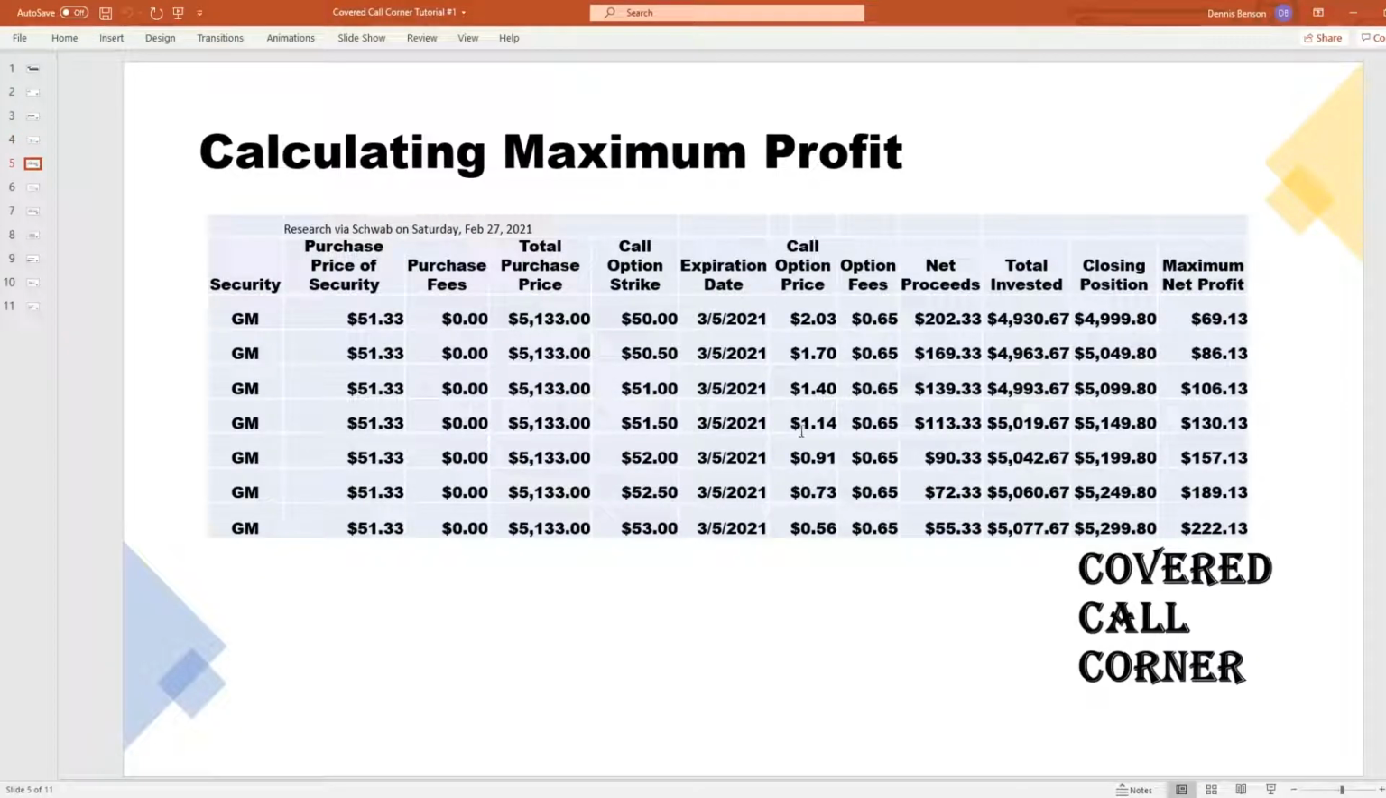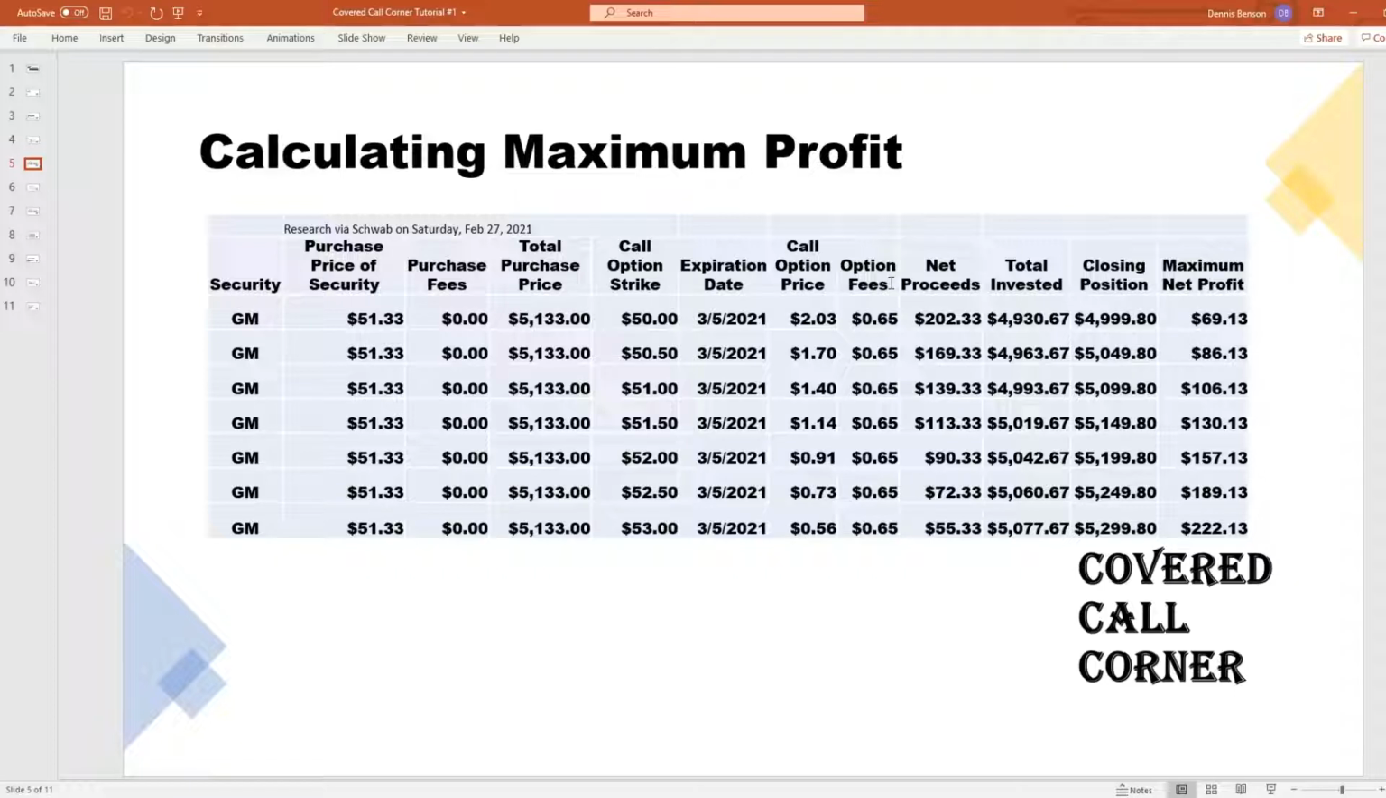So here are the expiration date and the call option prices. Notice that for a $50 call, I'm getting more money per share than for the $52 call, which is just 91 cents a share. I'll talk a little bit about risk reward here again in just a couple minutes. But this is the call option price. This is important to see.